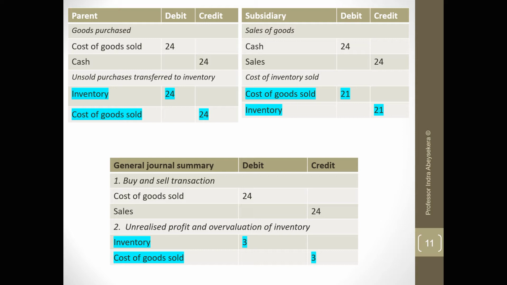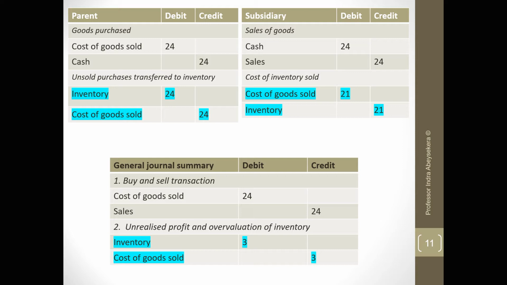the inventory is prepared for cost of goods sold in subsidiary, and then it was sold for 24, and that's purchased by parent and recorded there as 24, and then when it is unsold it is recorded as inventory. So when we combine the entries, the first two rows of the journal entries, we come up with debit cost of goods sold and credit sales of 24, and for the unrealized profit, debit inventory 3 and credit cost of goods sold 3. So this is the entry that we have to eliminate.